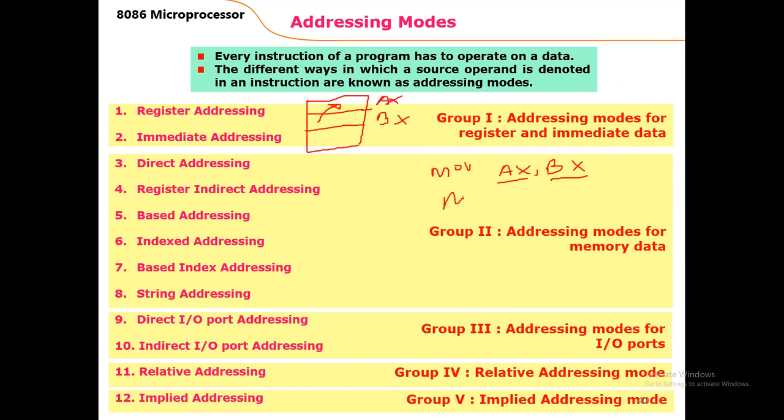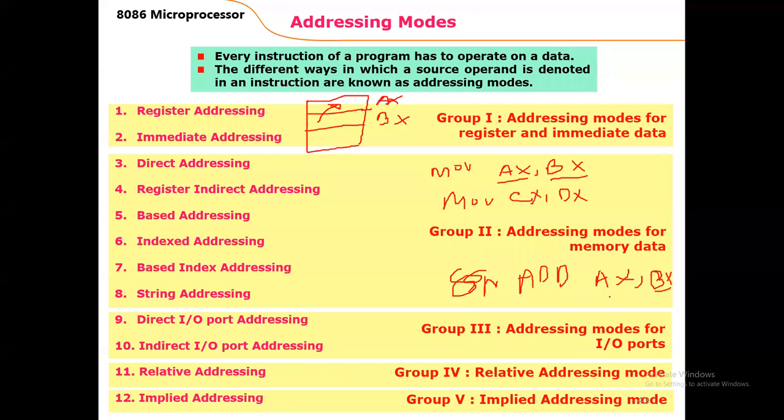Suppose MOV CX, DX. This is also register addressing mode. Register to register. Clear? Yes, sir. And suppose ADD AX, BX, addition. This is also register to register addressing mode.